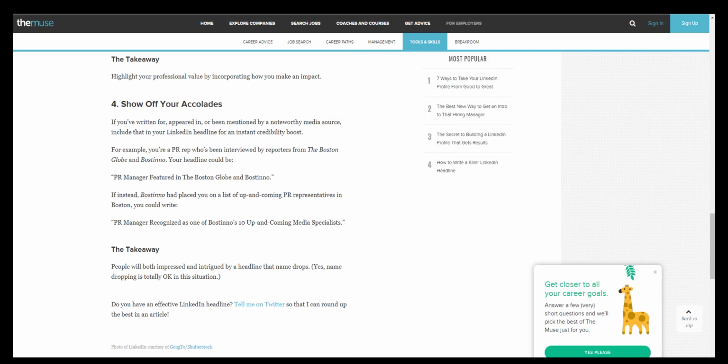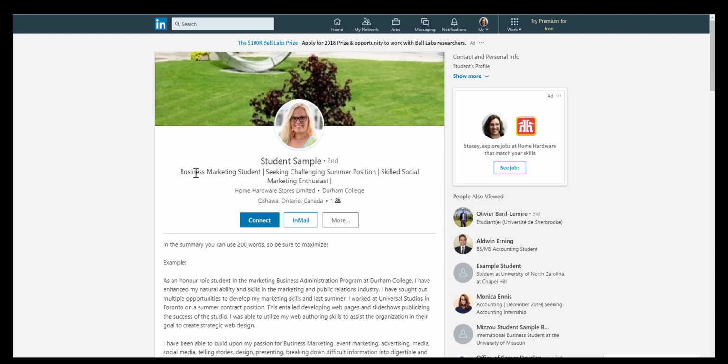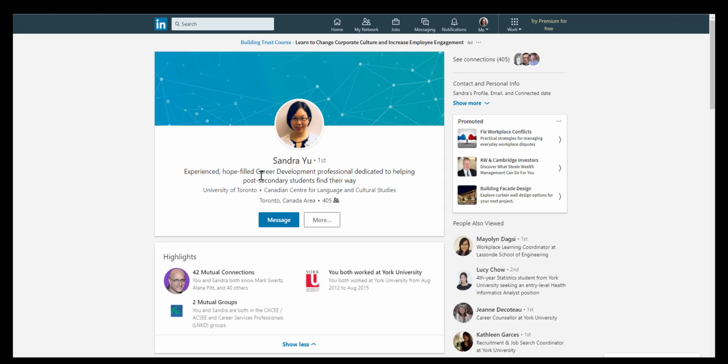So I do want to go back to show you 3 different examples here of your type of headline. So this is the sample student. So they've said they're a business marketing student seeking a challenging summer position and skilled social marketing enthusiast. So again, that's the kind of what their future ambition is. I like this one of Sandra, who's a career development professional. So she said, experienced, hope-filled career development professional dedicated to helping post-secondary students find their way.